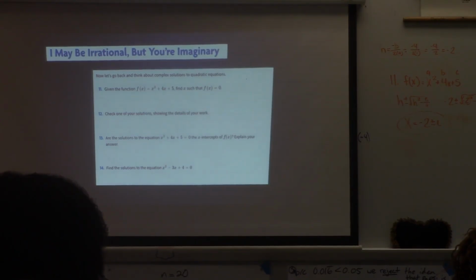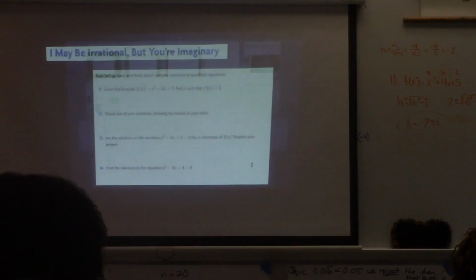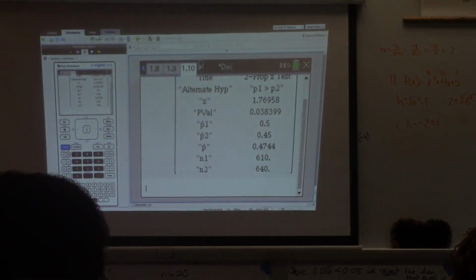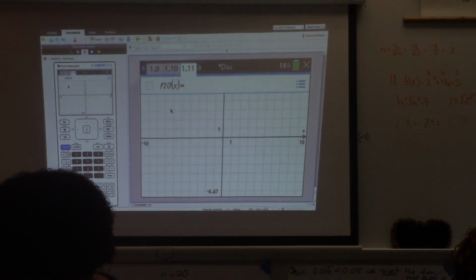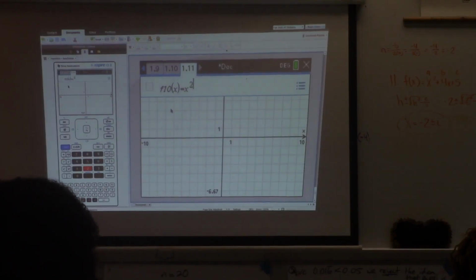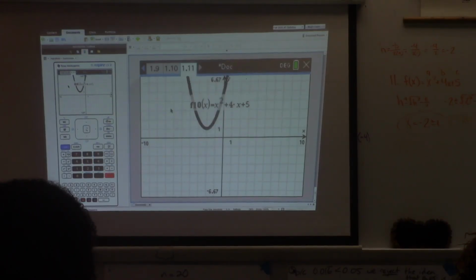I could graph it, right? Part of your test, you're going to have a graphing calculator. What was the original equation? x squared plus 4x plus 5. Does it have x-intercepts? No. There's no x-intercepts. Hey guys, why doesn't it have x-intercepts?